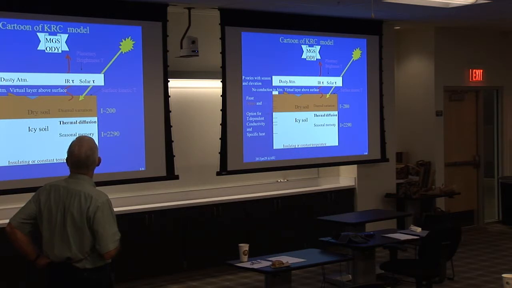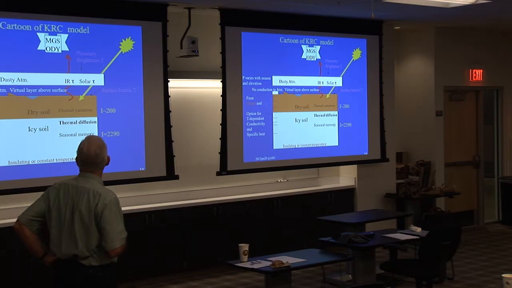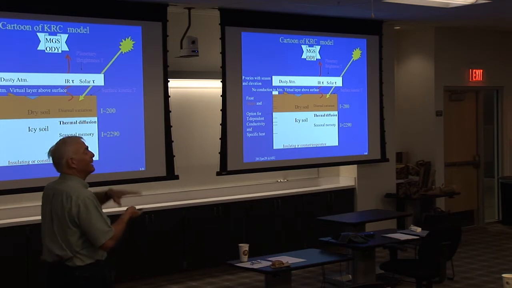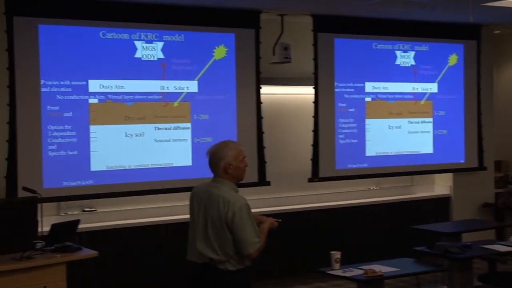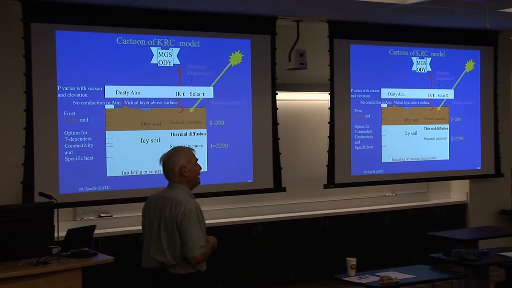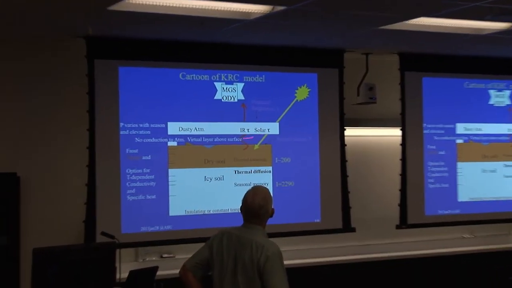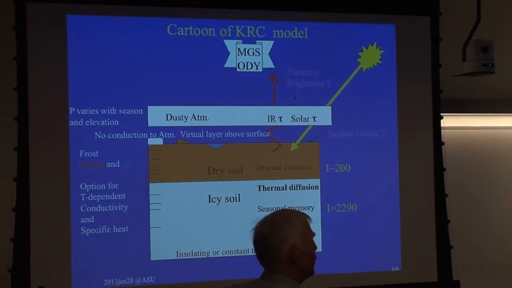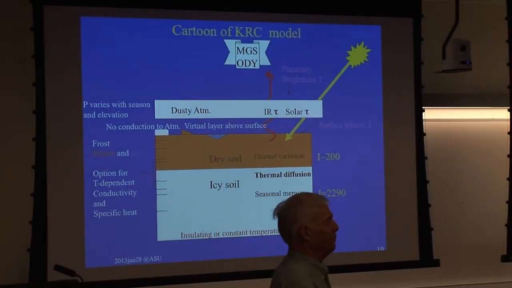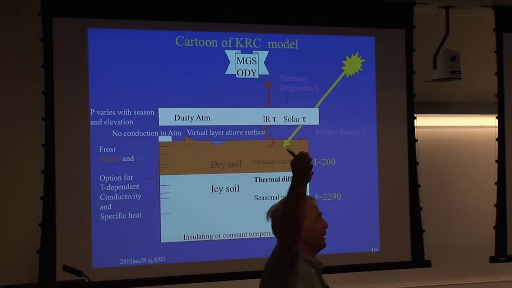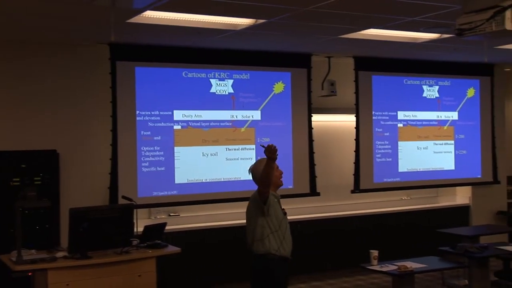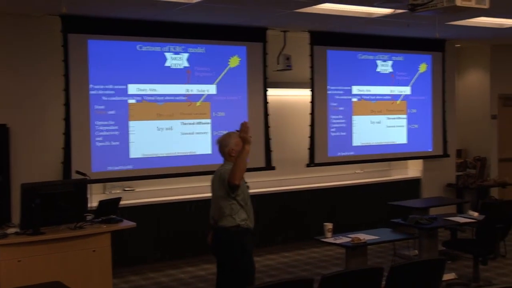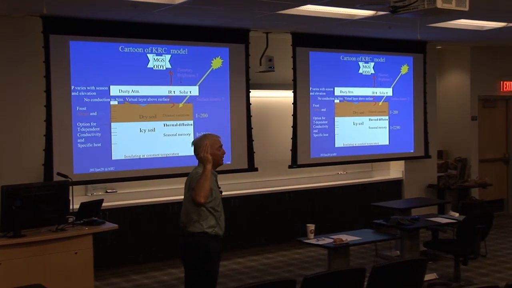The atmosphere can be dusty. It can vary with season and elevation. The pressure can. The dust can vary with season. There is no conduction to the atmosphere. There's no thermal connectivity between the atmosphere and the surface. It's only radiative connectivity. And then the surface can be the flat stuff, or it can be a slope. And by a slope, you have to imagine a slope as just going forever in both directions. It doesn't have a bottom, doesn't have a top. It's only angular geometry. That's what a slope is in KRC.